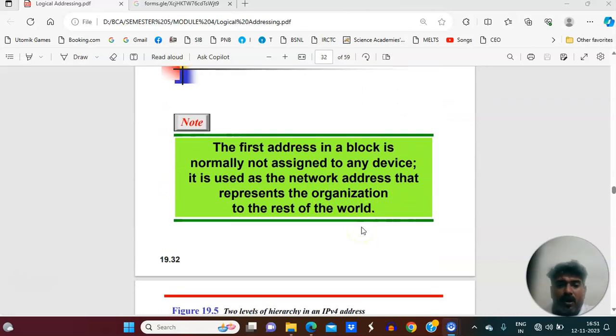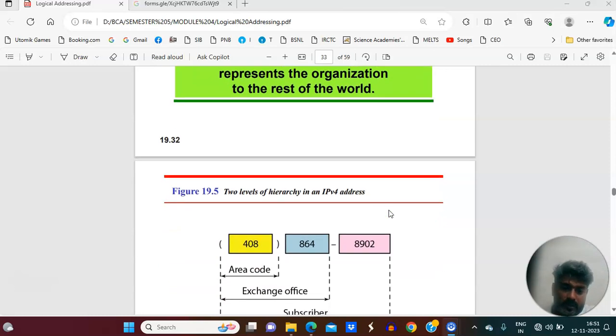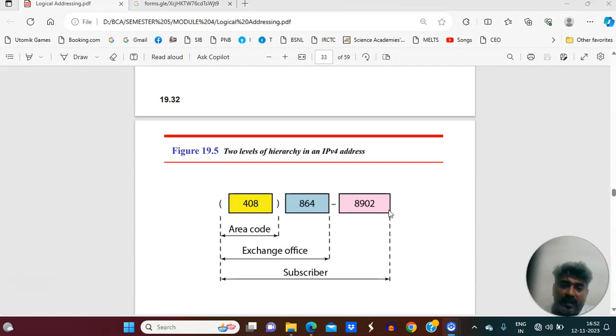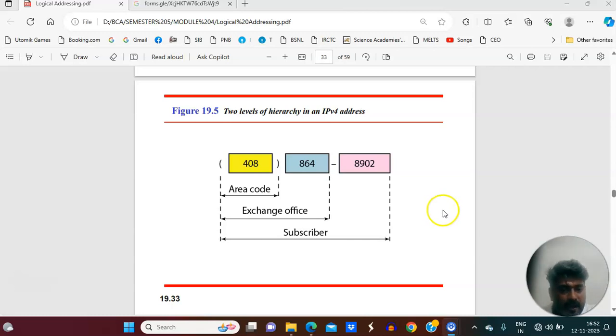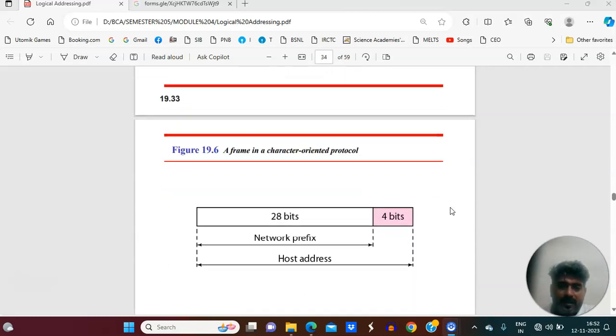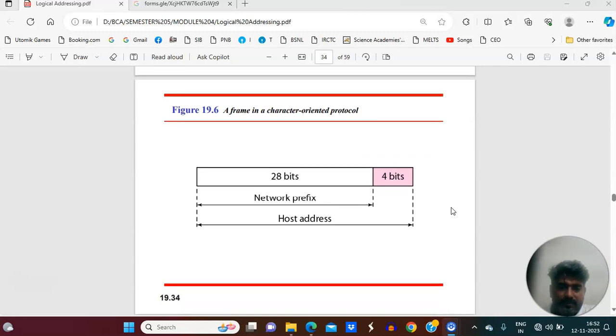Usually the first address in the block is not assigned to any device. It is used as the network address that represents the organization to the rest of the world. There are many levels of hierarchies in IPv4. There will be an area code, then an exchange code, and then a subscriber code as well. The 28 bits are used to find the network prefix, whereas the last 4 bits are reserved for the host address.